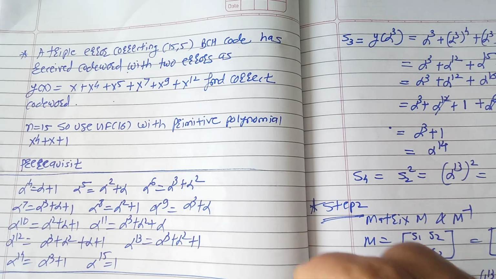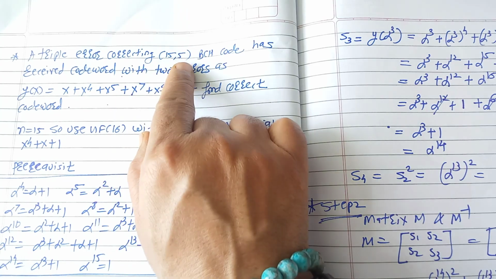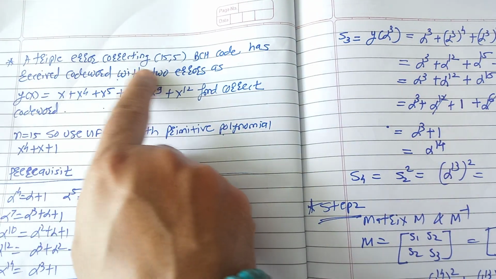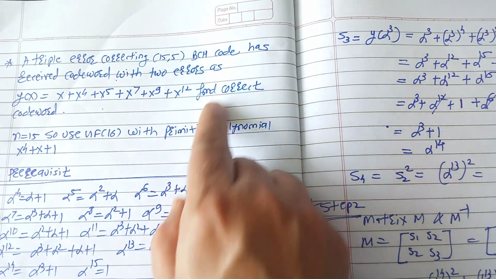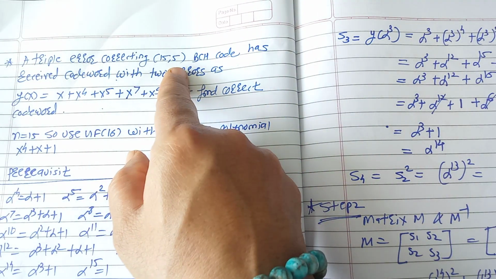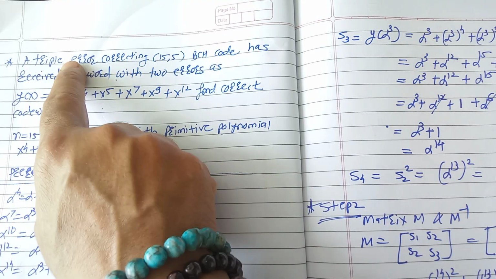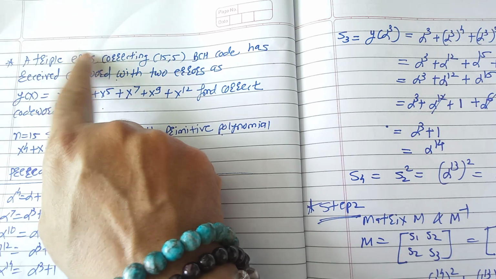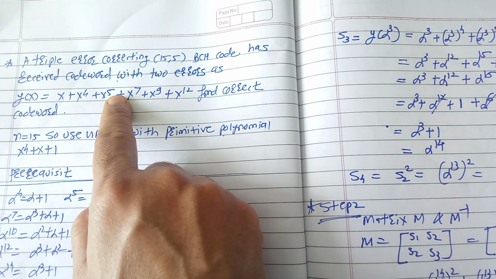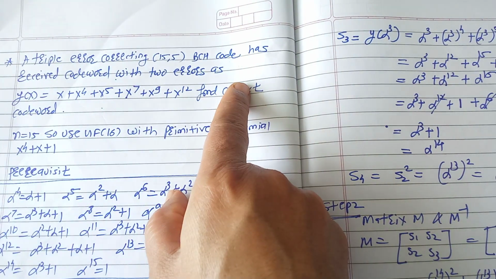Let us see the second problem on BCH decoding. A triple error correcting (15,5) BCH code has received a code word. This is the received code word with two errors. Although the BCH code has the capacity to correct triple errors, this received code word has two errors. So you have to find the correct code word.